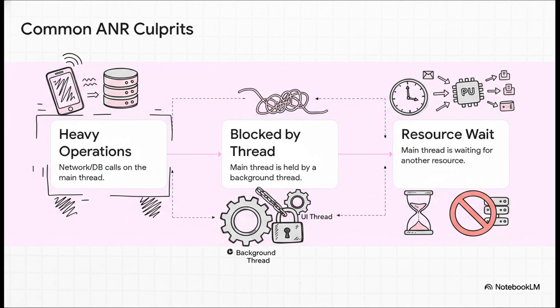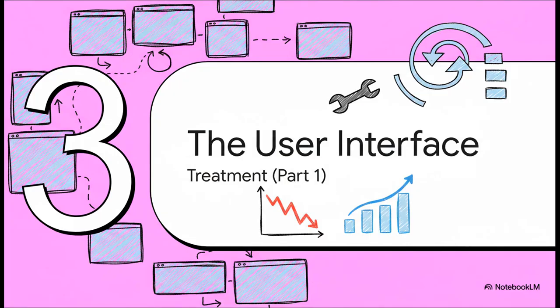Okay, so this slide is basically your go-to diagnostic checklist. An ANR is almost always caused by one of these three things. Number one, you're doing heavy lifting, like network calls or database queries, right on the main thread. Big no-no. Two, the main thread is trying to grab a resource that some other thread is hogging, creating a deadlock. Or three, the main thread is just stuck waiting for some other slow process to finish. If you ask these three questions, you'll find the source of the freeze. I guarantee it.